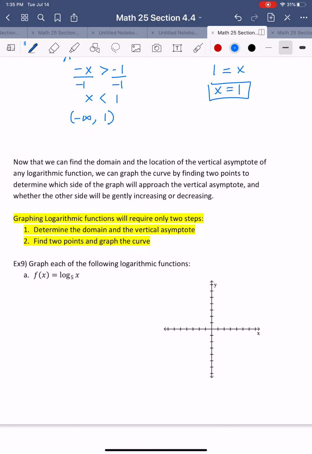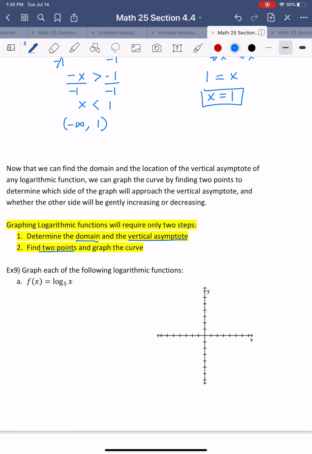Now that we can find the domain and the location of the vertical asymptote of any logarithmic function, as I showed you already, we can graph the curve by finding 2 points to determine which side of the graph will approach the vertical asymptote and whether the other side will be gently increasing or decreasing from it. So graphing a logarithmic function requires two steps: set the domain and the vertical asymptote, and then find 2 points for the graph. So example 9: graph each of the following logarithmic functions.